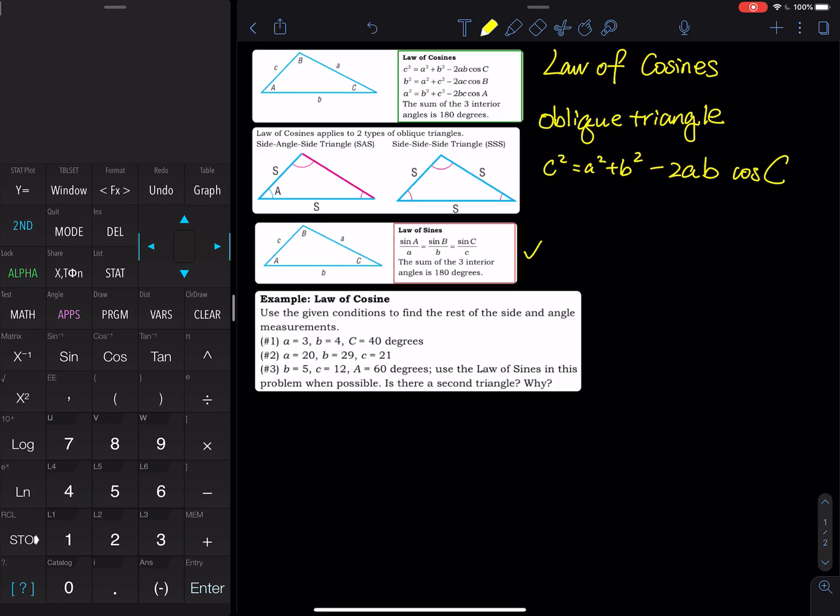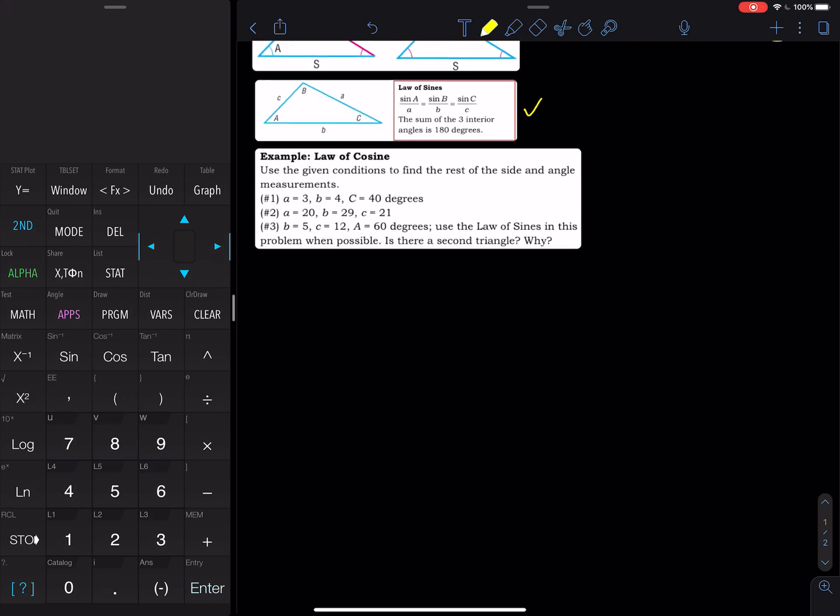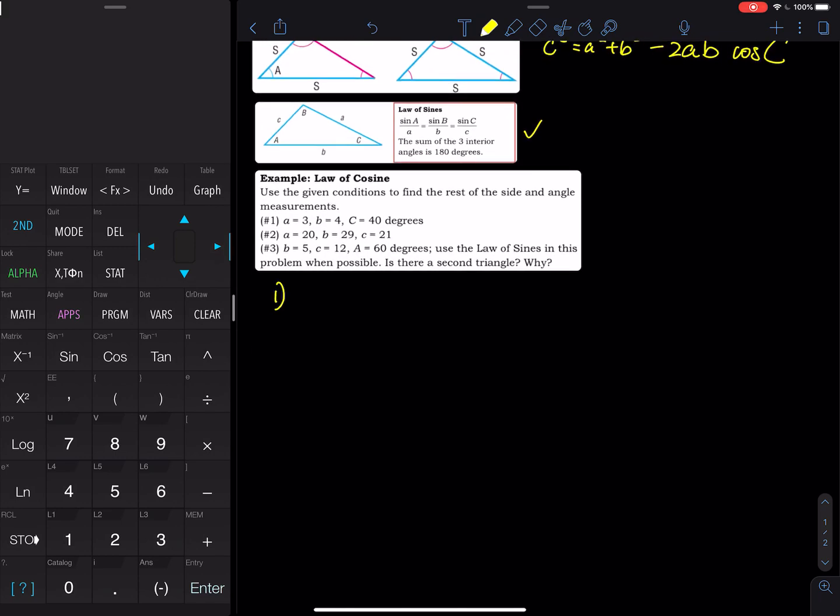Let's take a look at the first problem. I have side A, side B, and then I have angle C. I want to find the rest of the information. Information means the measurements. Number one, I have A equals 3, B equals 4, and big C equals 40 degrees.